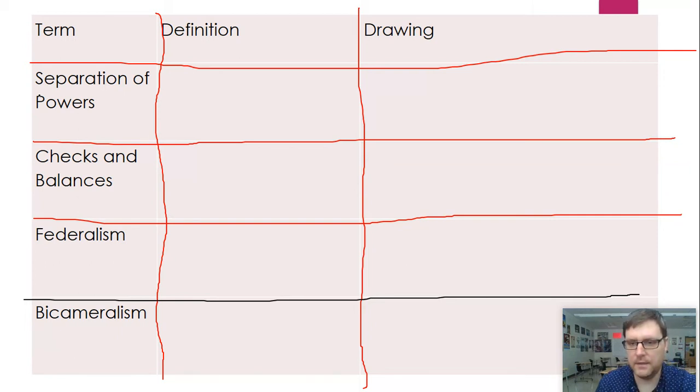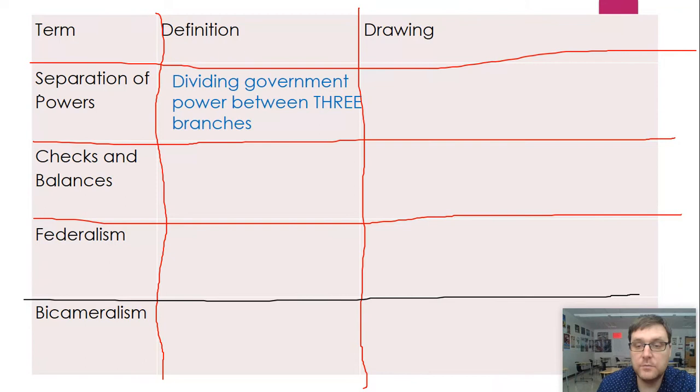Separation of powers. Anybody out there know what separation of powers are? Yes, you. Tell me. Wrong, sorry. This is actually what it is. Dividing government power between 3 branches. I'll give you a second to write that down. Dividing government power between 3 branches. We separate the powers of government into 3 parts.